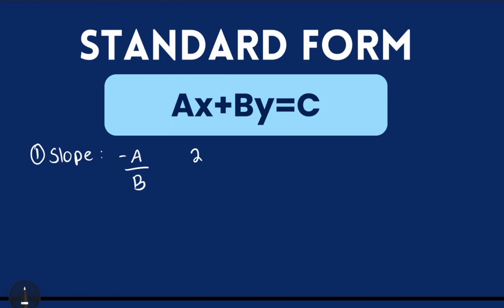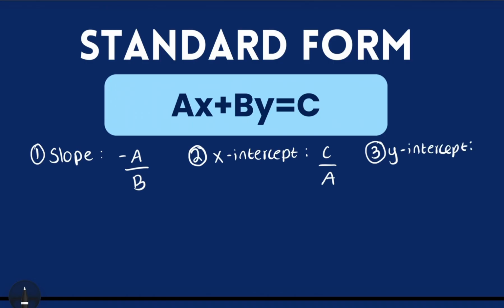The second thing that standard form tells us is our x-intercept, which is found by doing c, the number that's there, divided by a, which is this number right here. And then finally, it tells us our y-intercept, which is found by doing c divided by b. So these are what we call shortcuts to standard form.